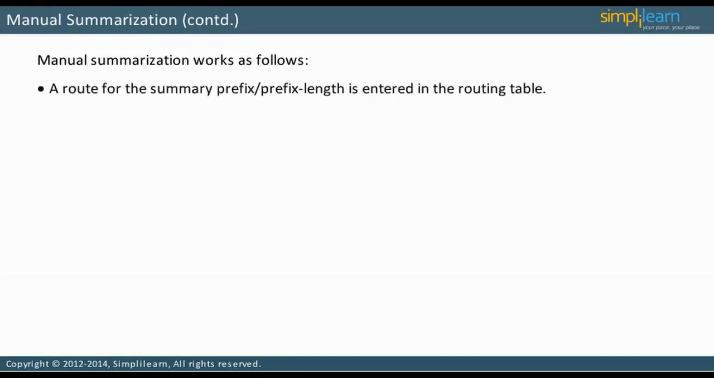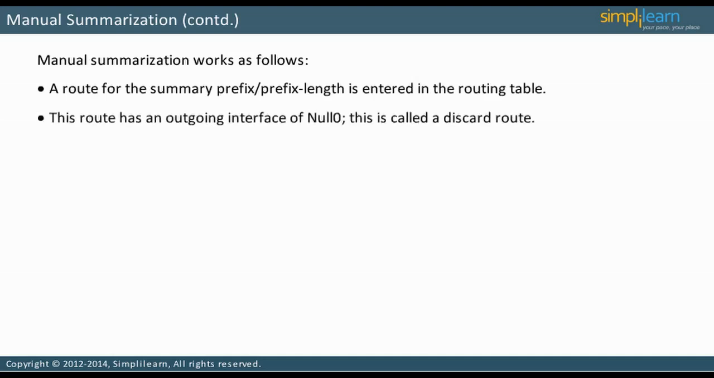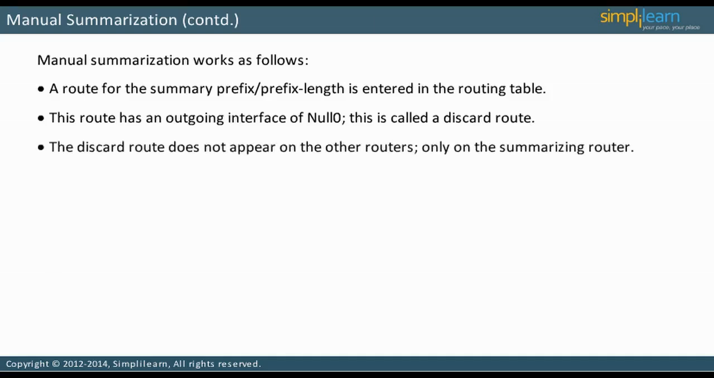Manual summarization works as follows. The summarizing router adds a route to its own routing table for the summary prefix and prefix length. The outgoing interface is set to null 0. This is called a discard route because a packet with a destination with the longest prefix matched to a discard route is dropped. The discard route does not appear on the other routers, only on the summarizing router.